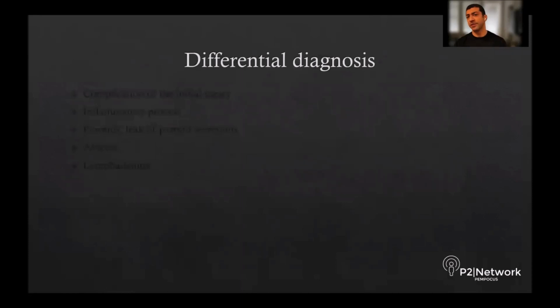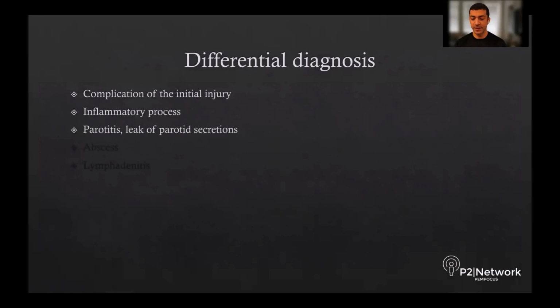Now, at this point, the differential diagnosis was huge. Basically, is it a complication of the initial injury? Is it an inflammatory process? Is it parotitis, especially with that going over the mandible into the neck? Or leak of parotid gland secretions? Of course, an abscess is one of the things we always think about. And then lymphadenitis is another one in the differential, although less likely.